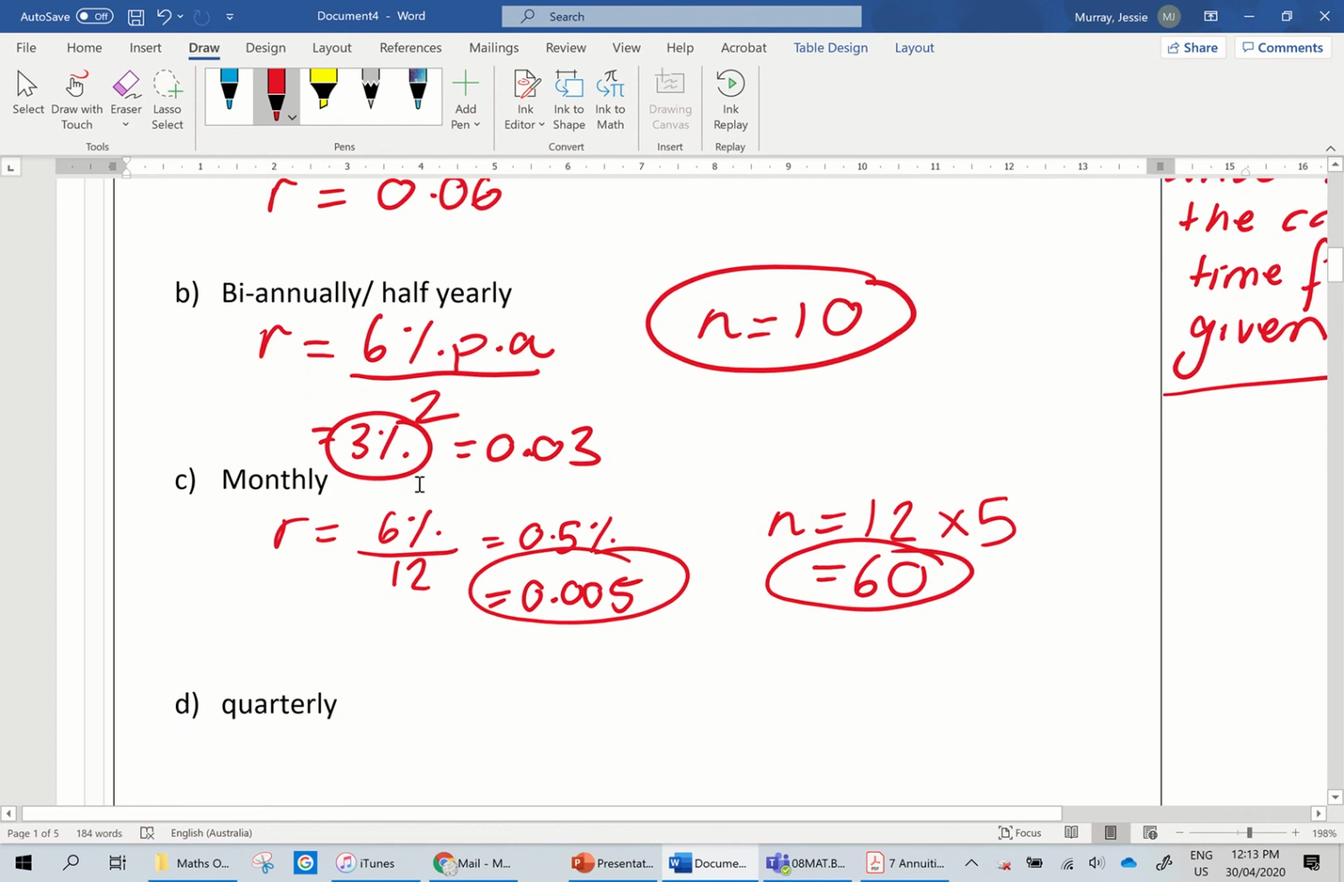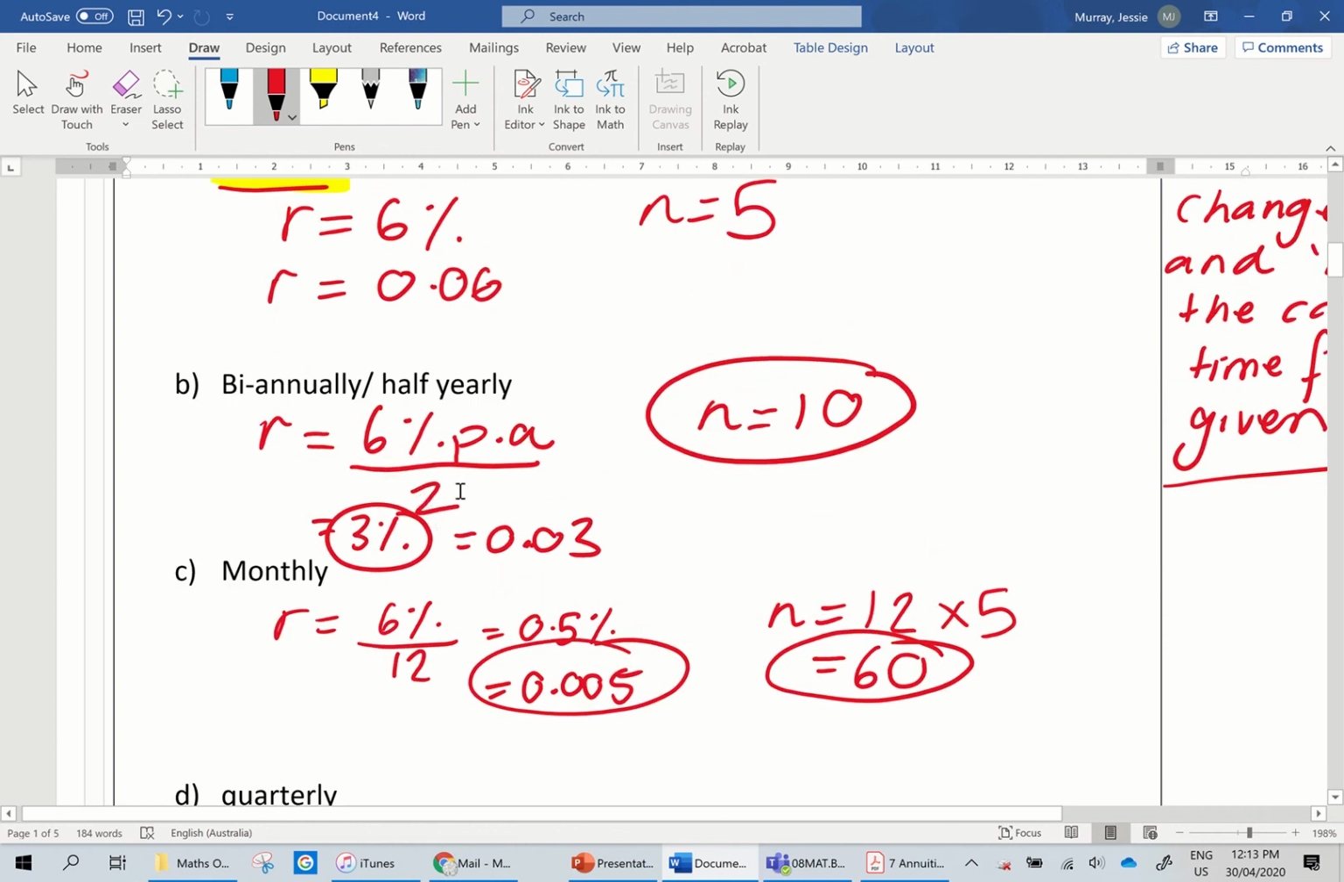The final one is quarterly, another common one. So per quarter, all right? Things to think about. So, okay, well that's half of a year, or that's 3 months.